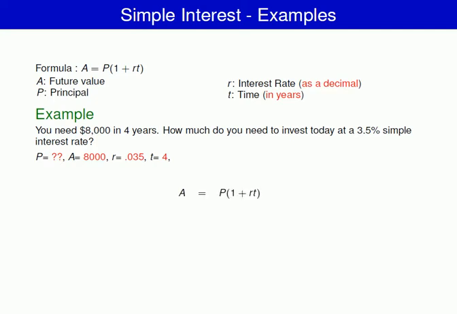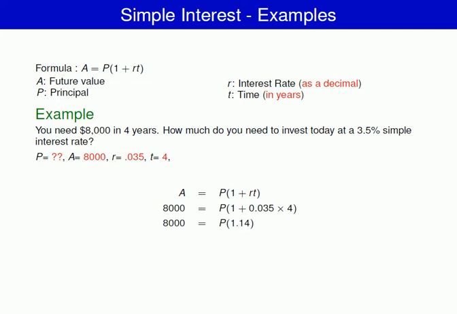So next step, I need to substitute each of these values into the formula, and this is the result. 8,000 equals P times (1 plus 0.035 times 4). You will notice that in the simple interest formula, given any three of A, P, R or T, you can solve for the fourth one because it becomes a linear equation.